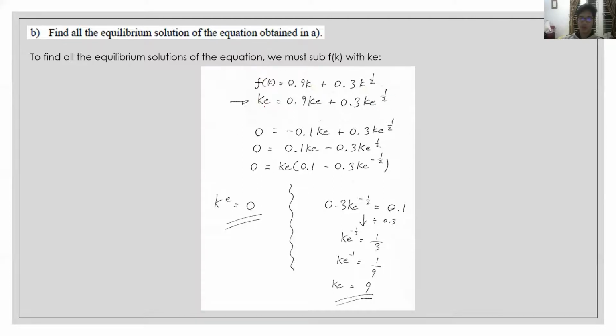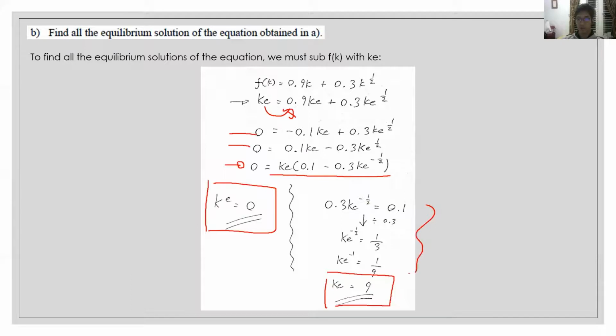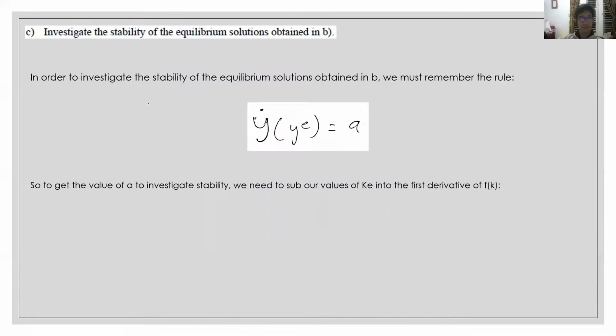We do some solving, so we shift this to this side, and then simplify until we get this equation right here: Ke in brackets (0.1 minus 0.3 Ke^(-1/2)). From here we can solve for Ke. The first solution for Ke is 0, and the second solution comes from 0.3 Ke^(-1/2) equals 0.1, which in the end gives us Ke equals 9. So this is just the solving right here. We get Ke equals 0 and Ke equals 9.